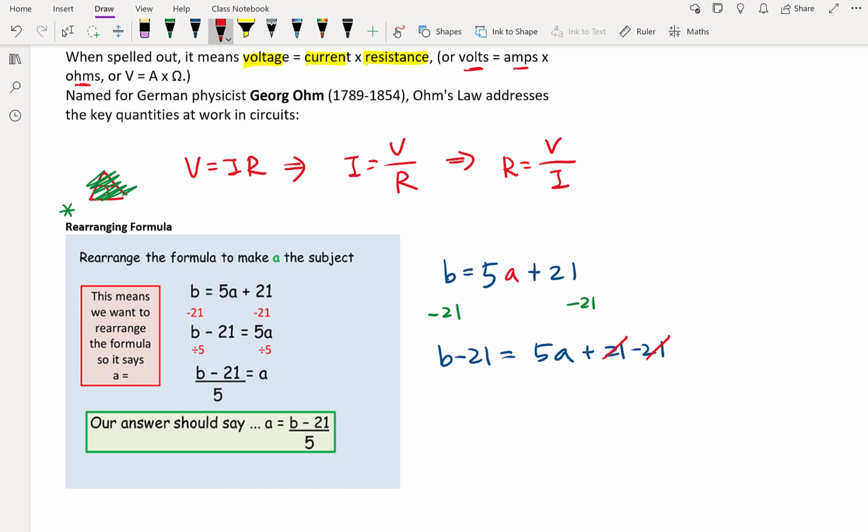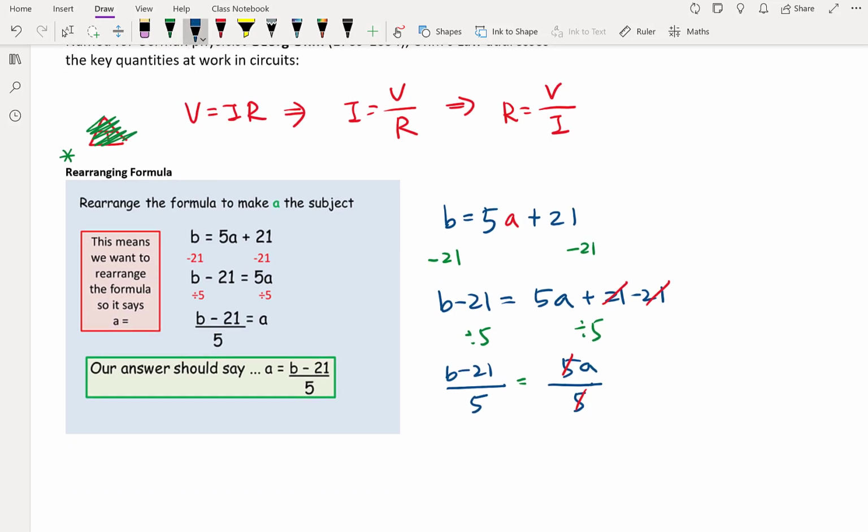So now we have B minus 21 equals 5A, and we want to get A, and we don't want 5, so what can we do? We divide by 5 on both sides. So I have 5A divided by 5. I think you know the answer is A. And the other side becomes B minus 21 divided by 5, or over 5. Now we rewrite it conventionally, putting the subject at the left hand side, so A equals B minus 21 divided by 5. So this is our answer.